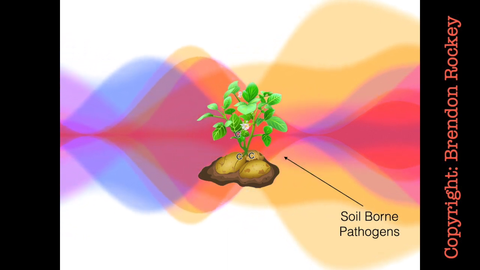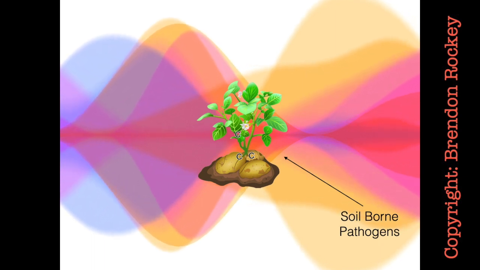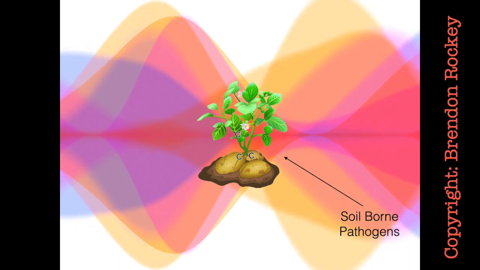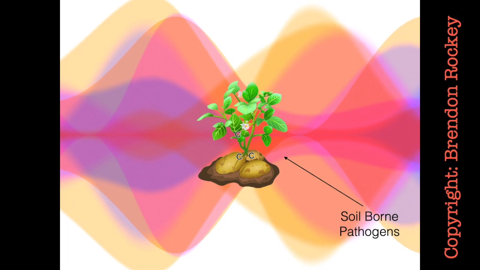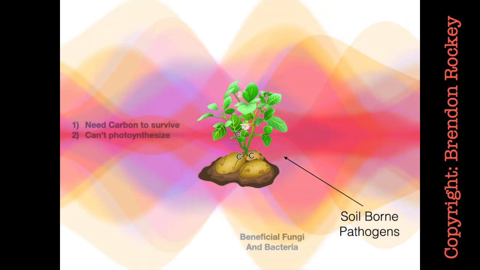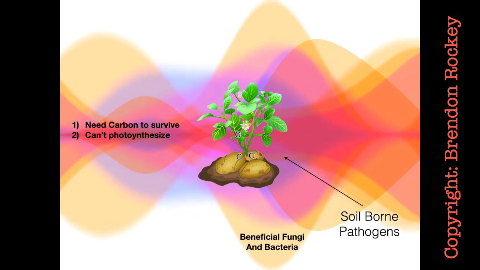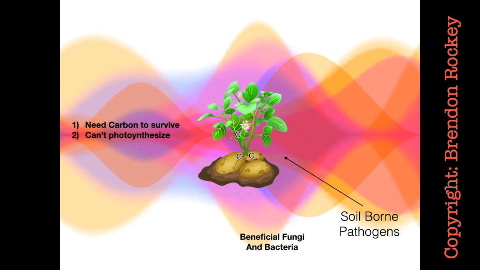This causes great confusion because there is so much talk about beneficial bacteria and fungi that live in the soil. So why are some harmful and some helpful? Let's evaluate what's similar, and what's different about beneficial and pathogenic bacteria and fungi. First, the similarities. They all need carbon to survive, but none of them can photosynthesize. Therefore they need some other source of carbon other than carbon dioxide in the atmosphere.